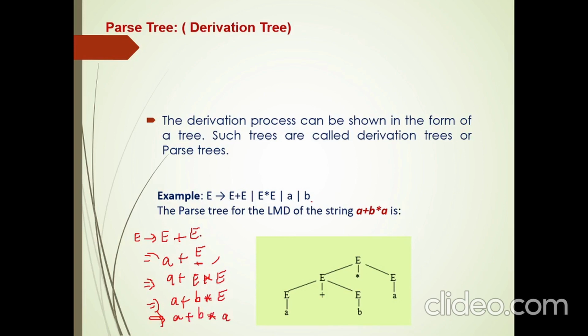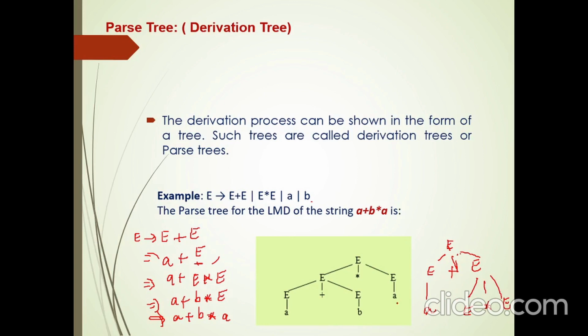So now let us see how to open it. First you have to start with this E. E gives E plus E, and then E gives A, and then plus, correct, and then E gives E star E. So now you got A plus E star E. First time I got E gives E plus E. Next I got A plus E.